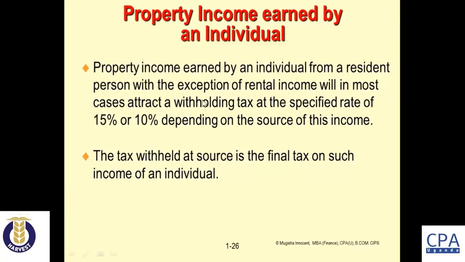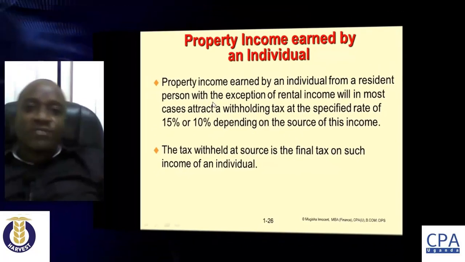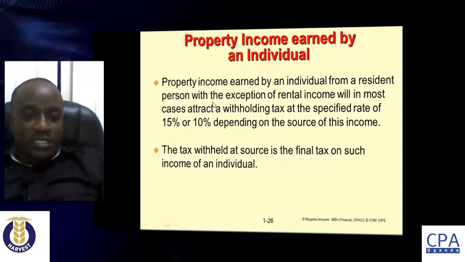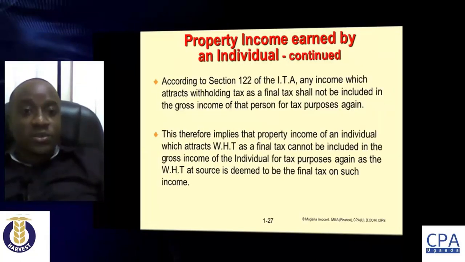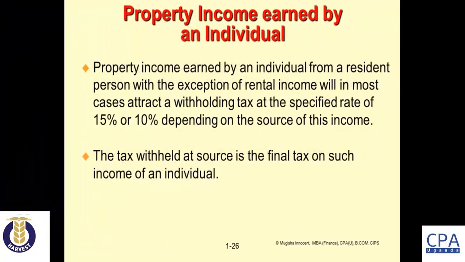So on slide number 26, we are saying that property income earned by an individual from a resident person, with the exception of rental income, will in most cases attract a withholding tax at a specified rate of 15% or 10%, depending on the source of income. So here we have some very special words that I want to highlight to you. You can follow where my cursor is. We're talking about property income earned by an individual from a resident person.